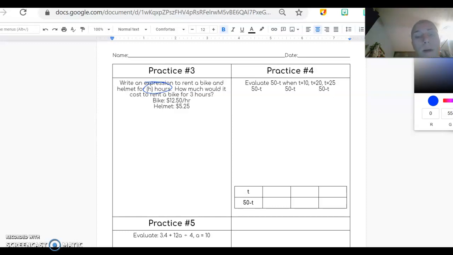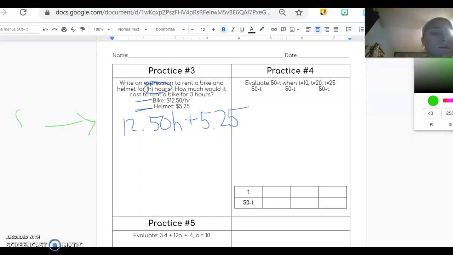It tells us that our bike costs $12.50 per hour and our helmet costs $5.25 per hour. Or sorry, not per hour, total. Our helmet is just $5.25 to rent. Okay? So our expression, our bike is $12.50 per H hours plus that $5.25 to rent our helmet. Okay? So this is step 1, creating our expression.